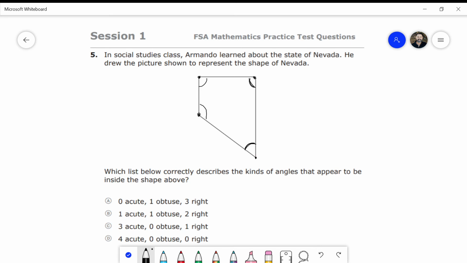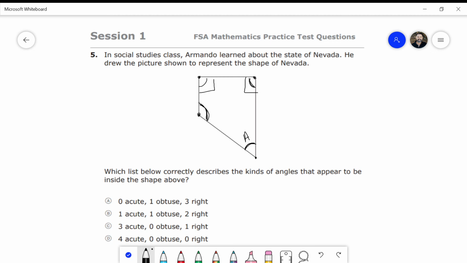So right here we have an acute angle. That's an angle that's less than 90 degrees. And then here we have a right angle. That's an angle that's exactly 90 degrees. And we also have another right angle. So that's two right angles. And then this one right here is an obtuse angle. It's greater than 90 degrees, but it's less than 180 degrees.